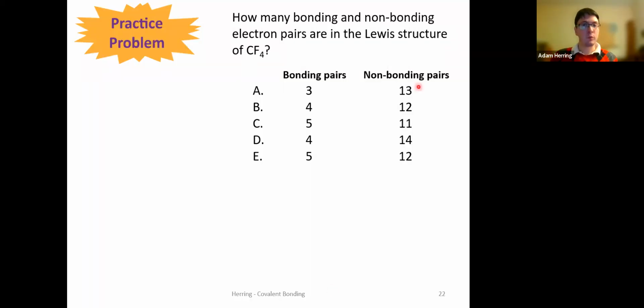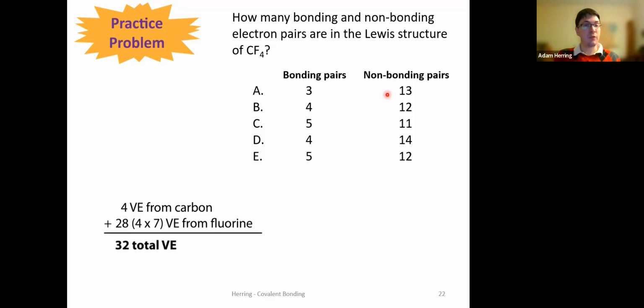Welcome back. So in this question, it's asking you to identify how many bonding and non-bonding electron pairs there are in CF4, carbon tetrafluoride. First step is to count up the number of electrons based on the valence electrons. Carbon has 4, and there's a total of 28 from the fluorine atoms, 7 from each fluorine. That's a total of 32 electrons.